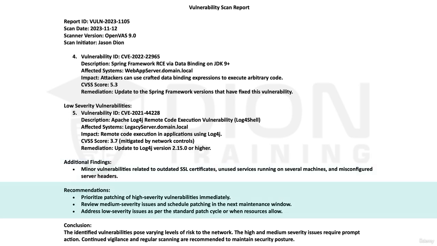And then finally, we have some recommendations, which includes prioritize patching of high severity vulnerabilities immediately, reviewing your medium severity issues and scheduling patching in the next maintenance window, and then addressing low severity issues per your standard patch cycle or when your resources allow.